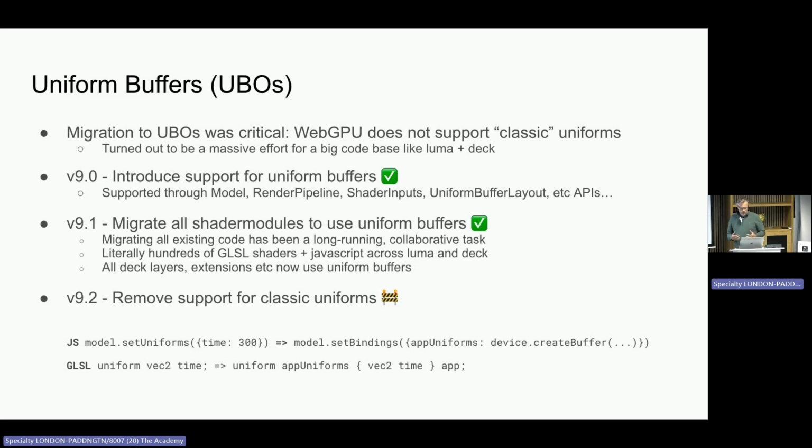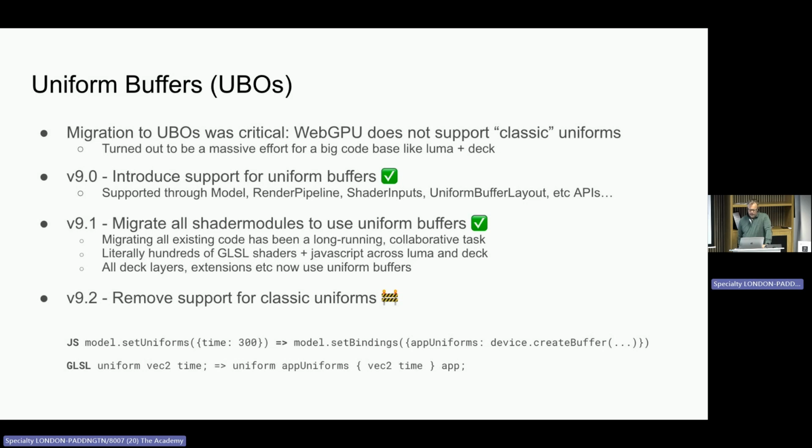And if that wasn't enough work, then we had to migrate all our shader modules to use uniform buffers. So they all had to be updated. All the syntax in the shader modules had to be changed. And it's literally hundreds of GLSL shaders. And then obviously in JavaScript, you now had to use the shader inputs and other things. So that, I'm very, very happy to say, is done. So within a couple of weeks, hopefully we have released 9.1, with no code that uses classic uniforms, only uniform buffers.